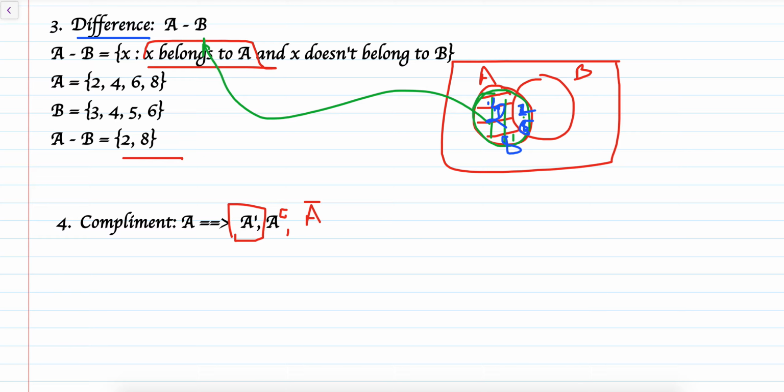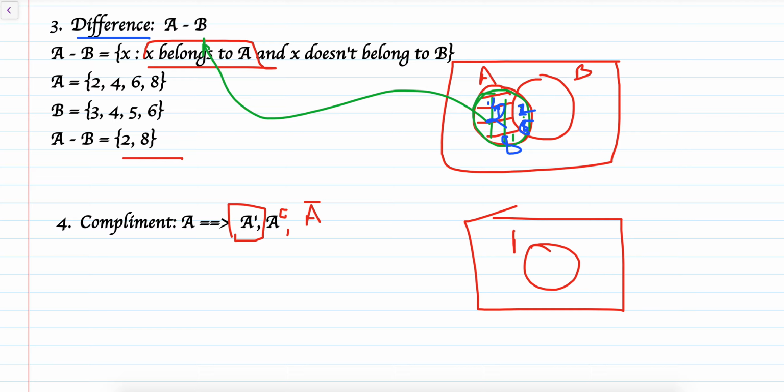So A complement, it simply means complement means kind of opposite. So if this is a universal set and this is A, so this part is A, so all the elements which are not inside A, so this outer part, so these elements are not inside A, so this will be called A complement. So there should be no common element between A and its complement.